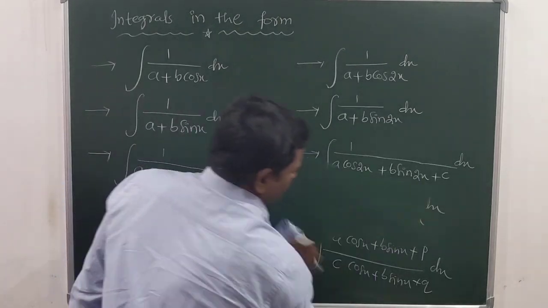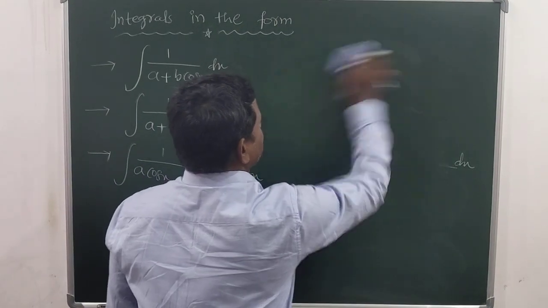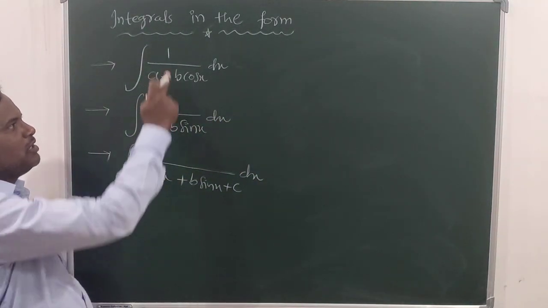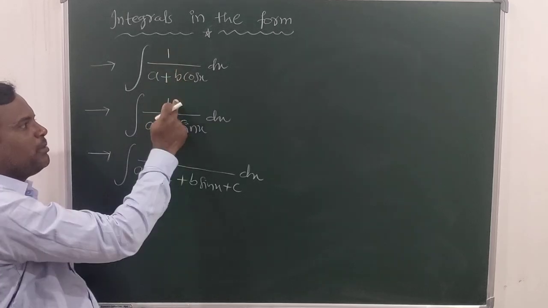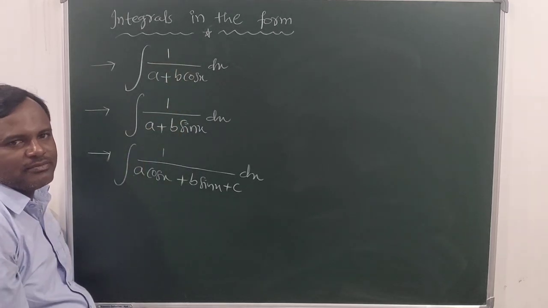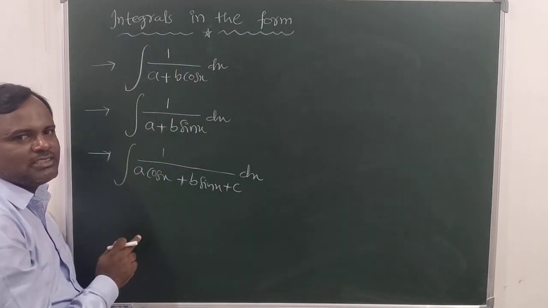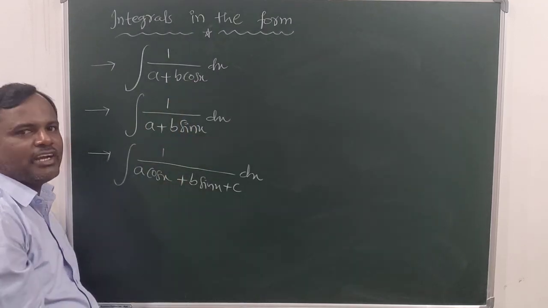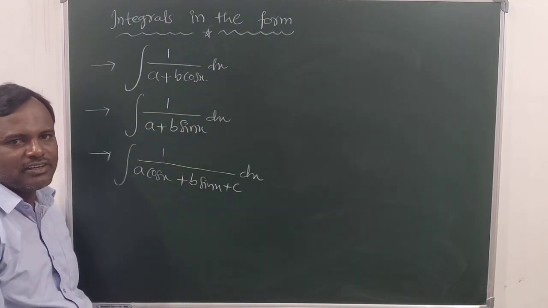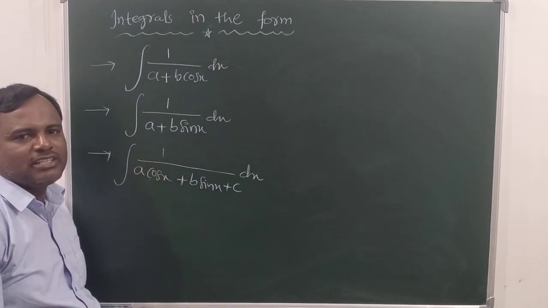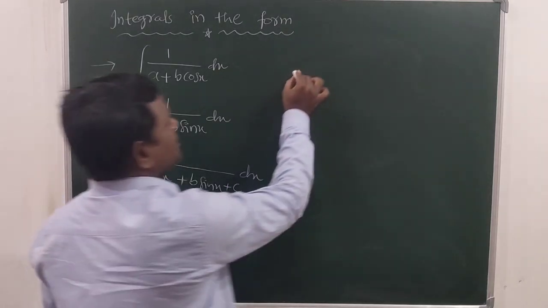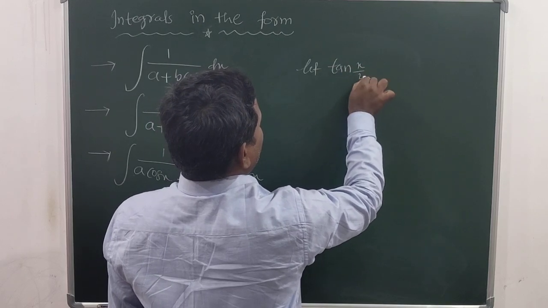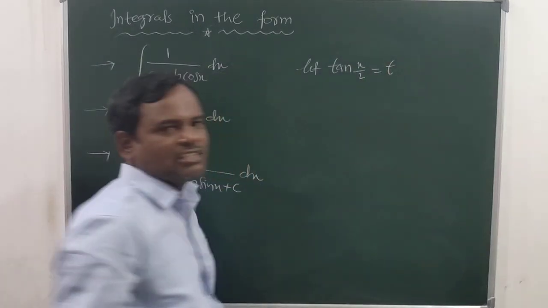See, if the integral is given in any one of these three forms, observe all these three. In the numerator place only one is given. In the denominator places either cos function or sin function or a combination of sin and cos function is given. So in these three forms, the substitution is tan x by 2 is equal to t. This is the substitution.